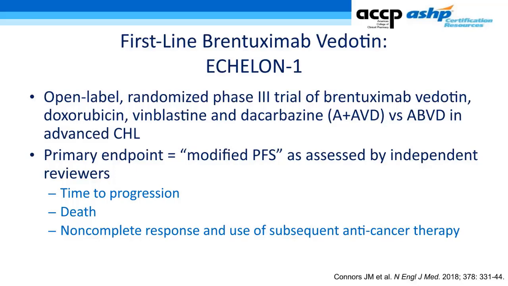So Echelon 1 was an open-label randomized phase 3 trial of A plus AVD versus ABVD in advanced classical Hodgkin's lymphoma. Kind of interesting, the primary endpoint of this trial was called modified progression-free survival as assessed by an independent review committee. This modified progression-free survival included time to progression, death, and a non-complete response and the need for subsequent anti-cancer therapy. So at the scans at the end of their treatment interval, if they didn't respond and needed further therapy, that was considered a modified PFS event.